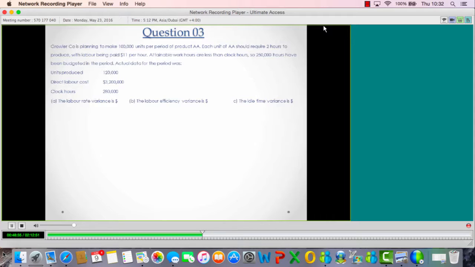Okay, let's see. So, guys, this should be very straightforward. This part A is a bit easy. I know you will have complications in B as well as in C, but the first part you should get it right. Now they have given the information and they have said that the clock hours are 280,000.